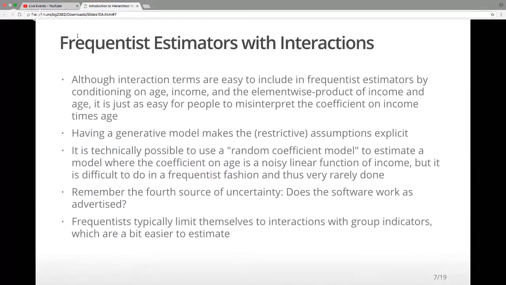So just to think again about the frequentist perspective on these models with interaction terms, they're very easy to include in software that does frequentist estimation just by conditioning on age and income and the element-wise product of income and age, at least for the first model that we did. But just because it's easy to put into the software doesn't mean it's easy for people to get the correct interpretation of the coefficient of income times age.